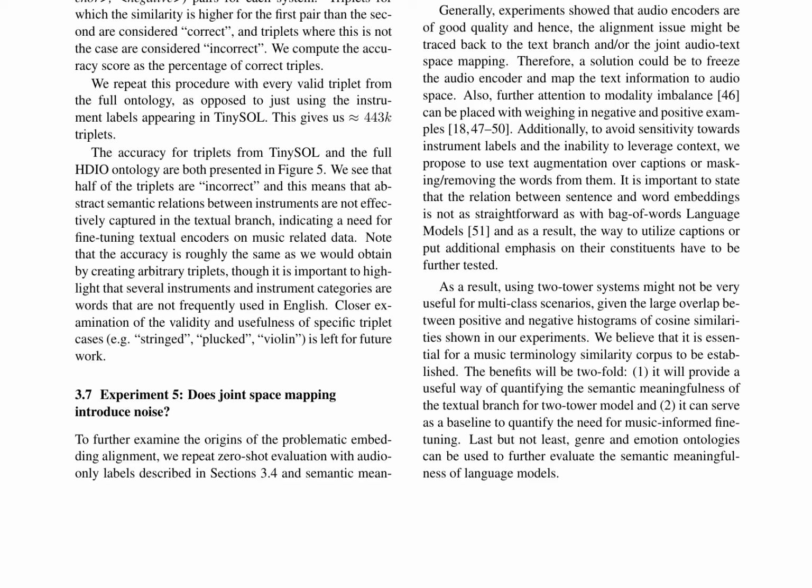The two tower systems' limitations in multiclass scenarios are highlighted, due to the large overlap between positive and negative histograms of cosine similarities observed in the experiments. The authors emphasized the need for a music terminology similarity corpus, which would provide a baseline for quantifying the semantic meaningfulness of the textual branch for two tower models and inform the need for music-informed fine-tuning. Additionally, genre and emotion ontologies can be leveraged to further evaluate the semantic meaningfulness of language models.